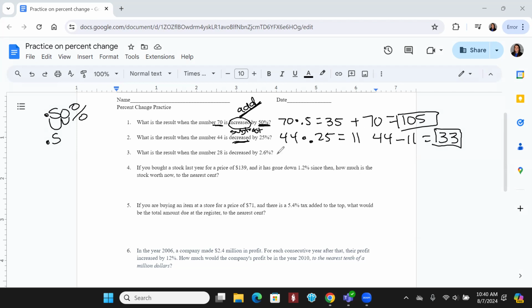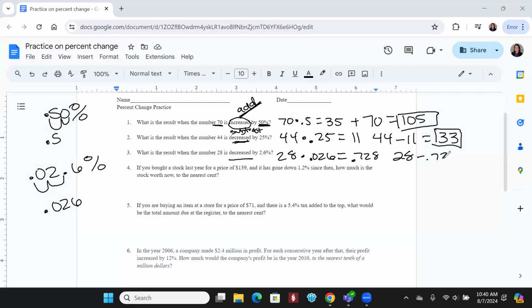A lot of people made this mistake. When you convert this percent to a decimal, a lot of you put 0.26. Remember, it's 2 decimal places. So we're going to have 0.026. So 28 times 0.026, what does that give me? 0.728. Okay. And it said decrease, so we're going to subtract. So 28 minus 0.728, what does that give me? 27.272. Everybody okay on those 3?